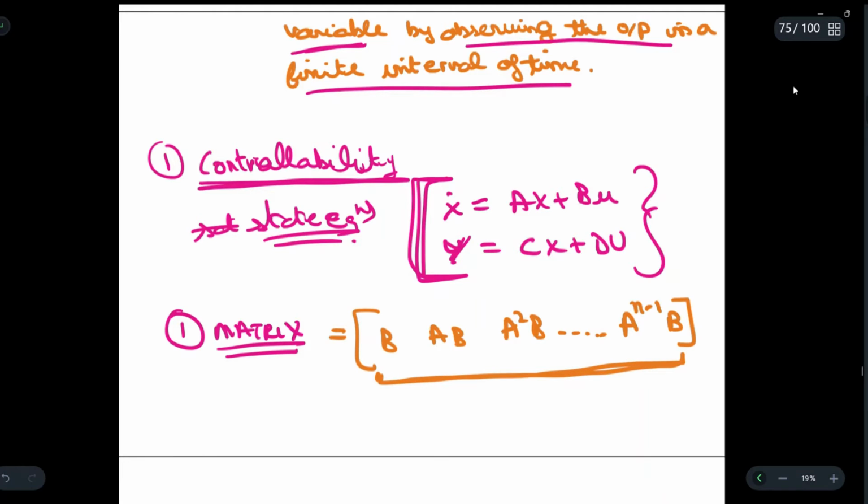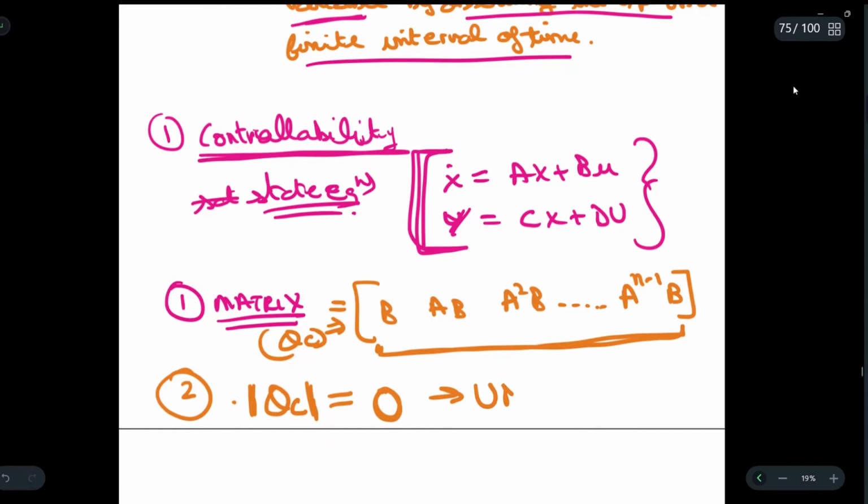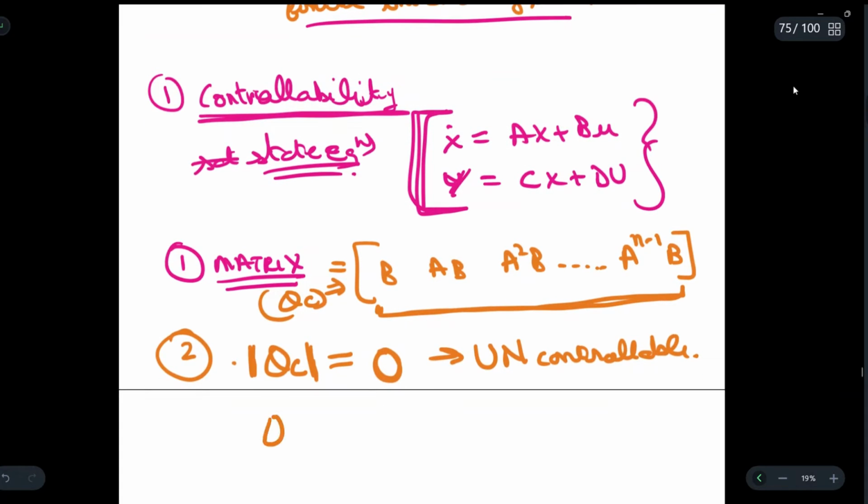After finding this matrix, the second step is to see the determinant of this matrix. We will call it the QC matrix. So the second step is that we will see the determinant of the QC matrix. If the determinant of the QC matrix comes out to be 0, then it is uncontrollable. Otherwise, if the determinant of the QC matrix is not 0, then our system is said to be controllable.